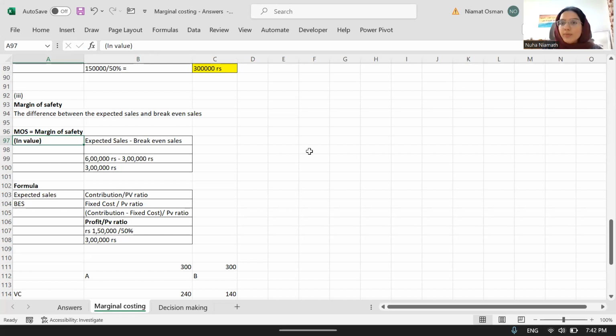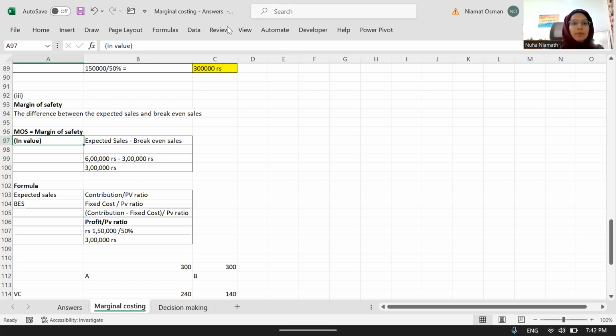Is that okay now? Jansi, is that clear? No. MOS and profit is not the same. Profit is contribution minus your fixed cost. MOS is the sale amount, the sales you're making over and above your break-even sales.